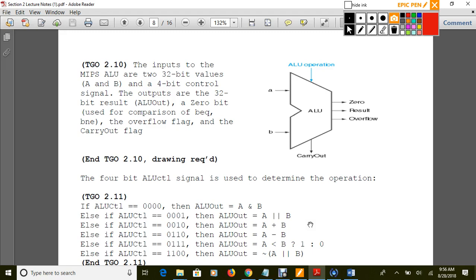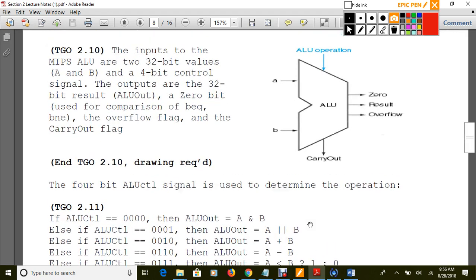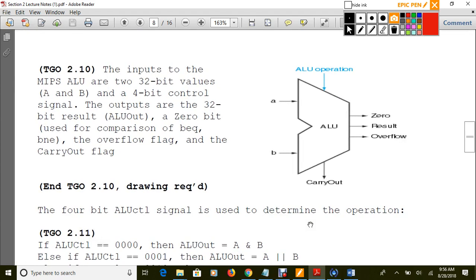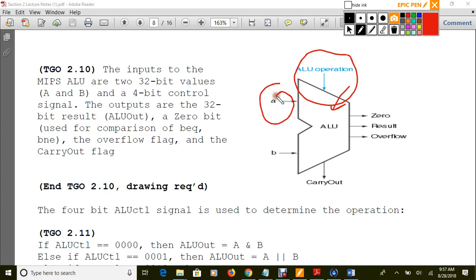So what we have here is an arithmetic logic unit. I'm sorry, let me zoom in so you can see 2.10 better. So we have an arithmetic logic unit where everything we've learned so far today is inside here. We have our 4-bit ALU operation signal that we send to the multiplexers. We have two 32-bit inputs, and we have some sort of carry-in signal, right? So in this case, the ALU operation is our carry-in. Then what happens is we have our 32-bit result, we have our overflow, and we also have this bit called zero, right?